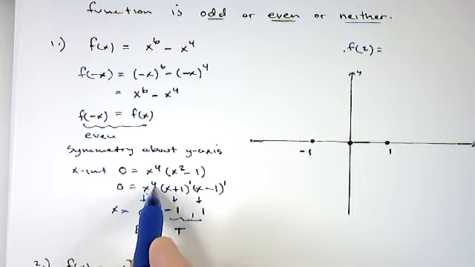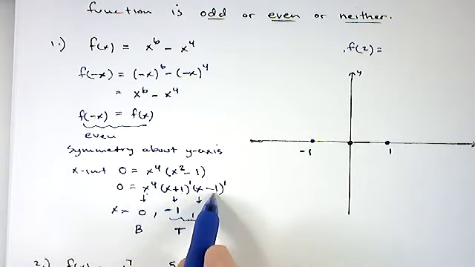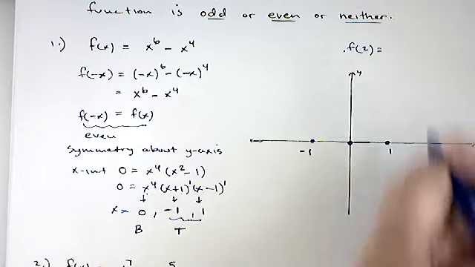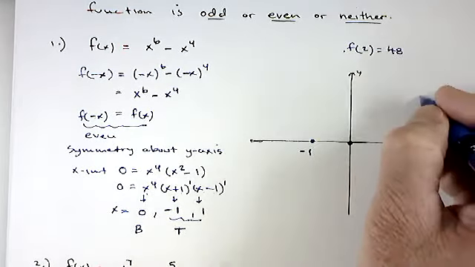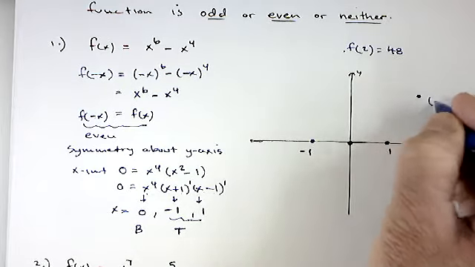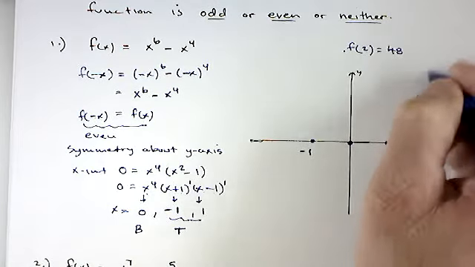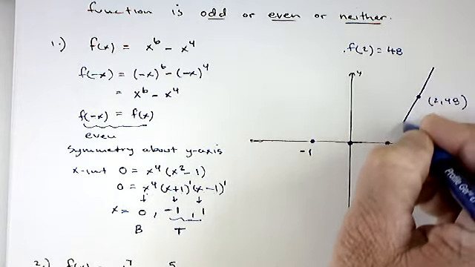2 to the 4th is 16. 2 plus 1 is 3. 2 minus 1 is 1. So I get 16 times 3 times 1, which is 48. So it's something big and positive, which means I know that this point is up here. And when I graph it from, let's say, right to left, I know it's going up to infinity. We know this was a through intercept.